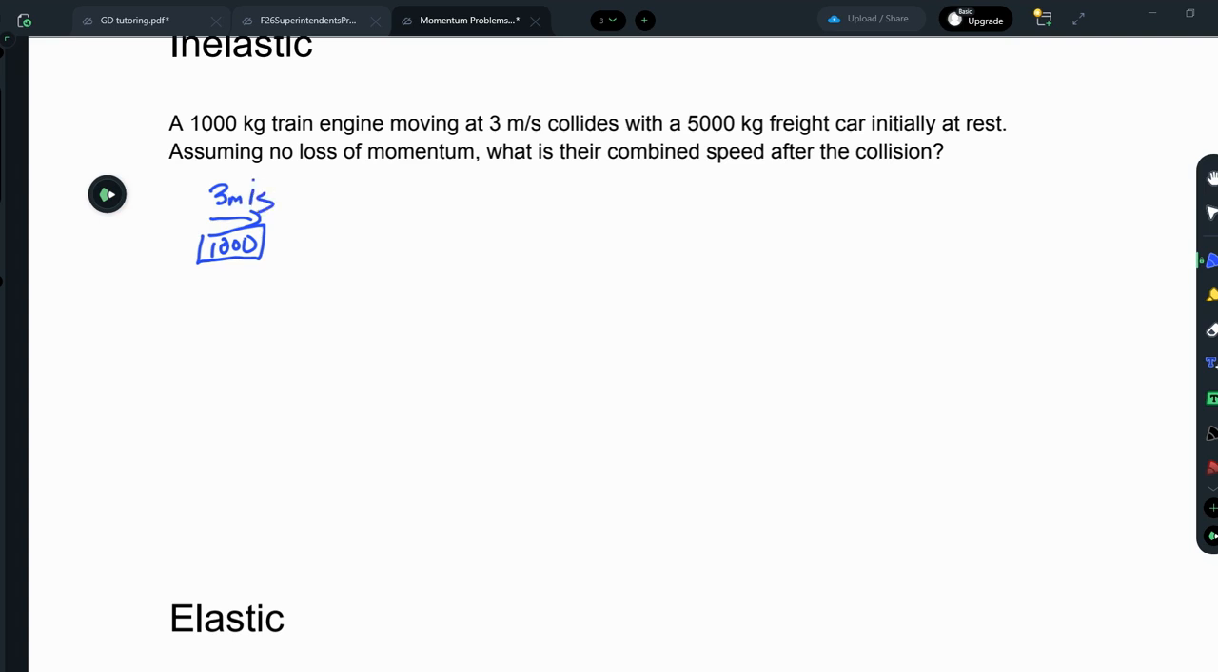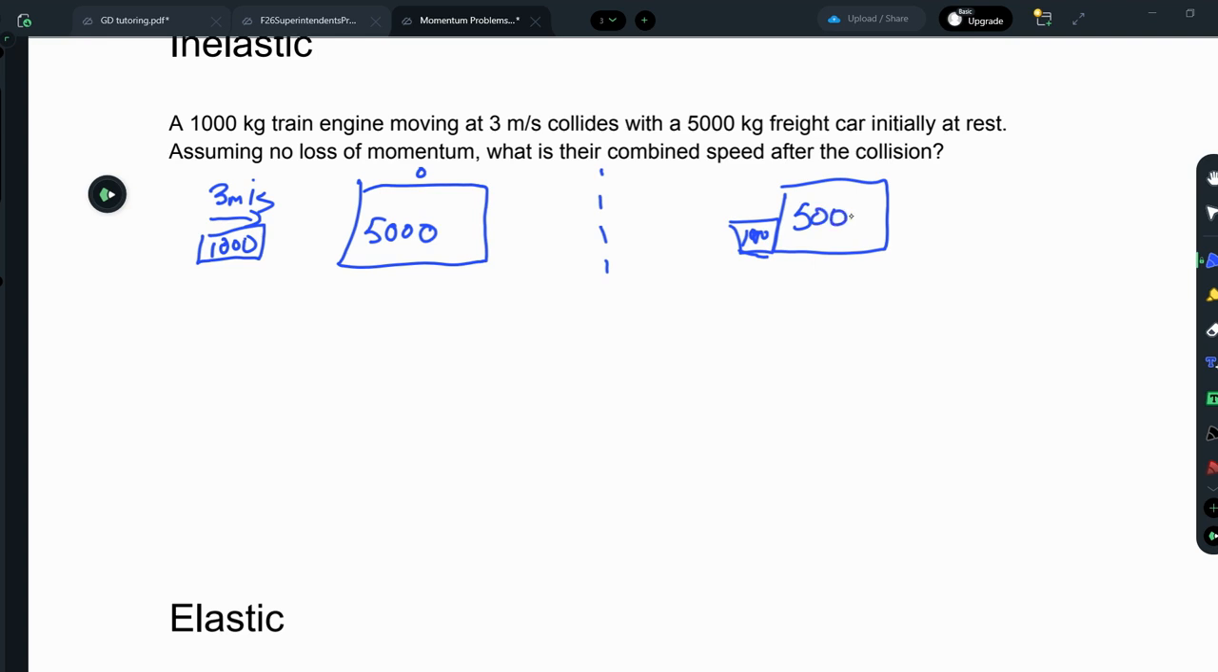So our first situation is a 1,000 kilogram cart moving at 3 meters per second and a 5,000 kilogram car that's initially at rest. So I'm just going to draw a 0 that represents at rest. After the collision, they move together. So there's my 1,000 connected to my 5,000. And I want to know how fast they're going afterwards. So that's a question mark for me.